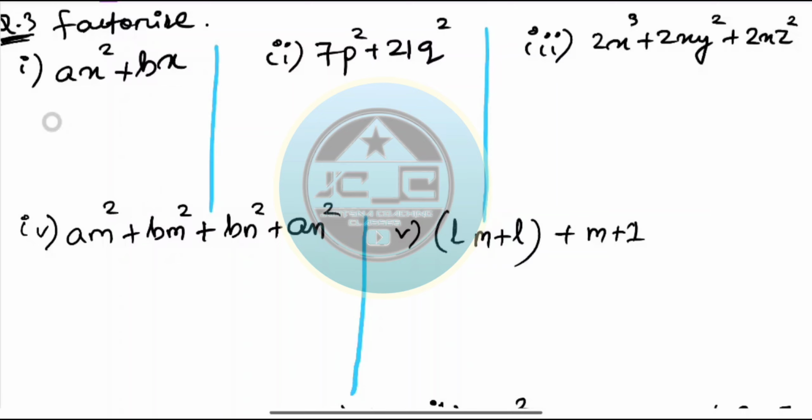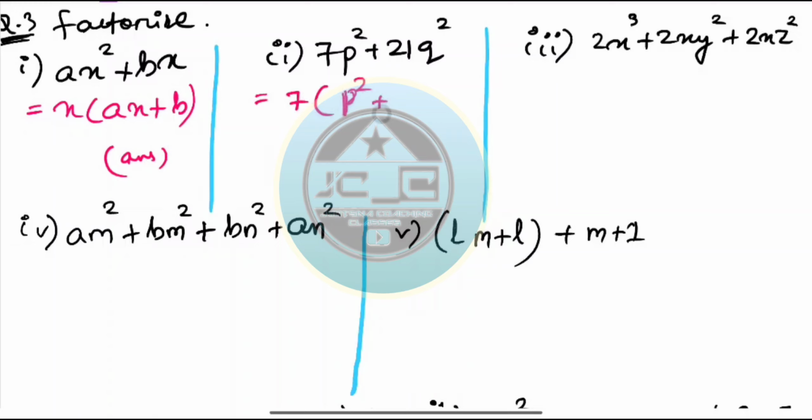Question number 3, first: x square plus bx. Very simply, the common factor is x. By taking x common, we have ax plus b. This is the final answer. The next one, what should be taken common out? 7. Then it is p square plus 3q square. Clear? This is the final answer.